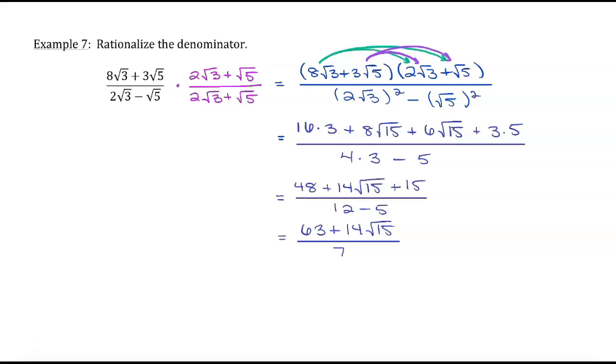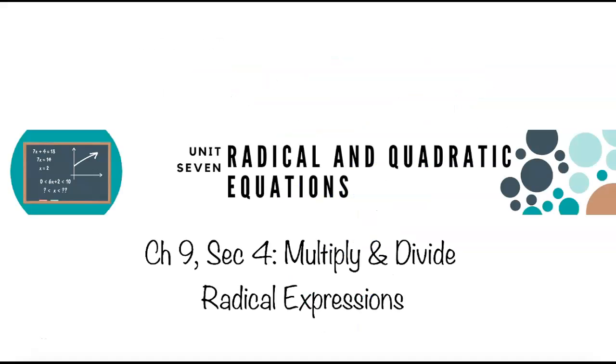Now that we've fully simplified the numerator and the denominator, notice that both terms in the numerator are divisible by the denominator 7. That is, we have 63 divided by 7 plus 14 root 15 divided by 7, which we can simplify as 9 plus 2 root 15. Now we have rationalized the denominator and fully simplified the resulting expression. That will conclude this lecture video where we learned how to multiply and divide radical expressions.